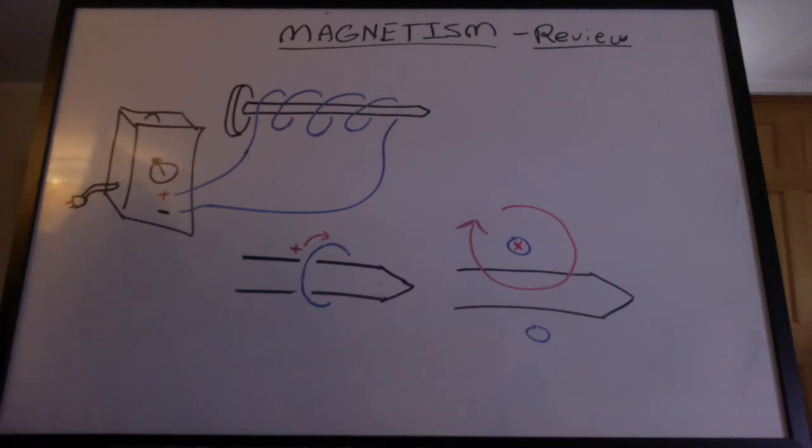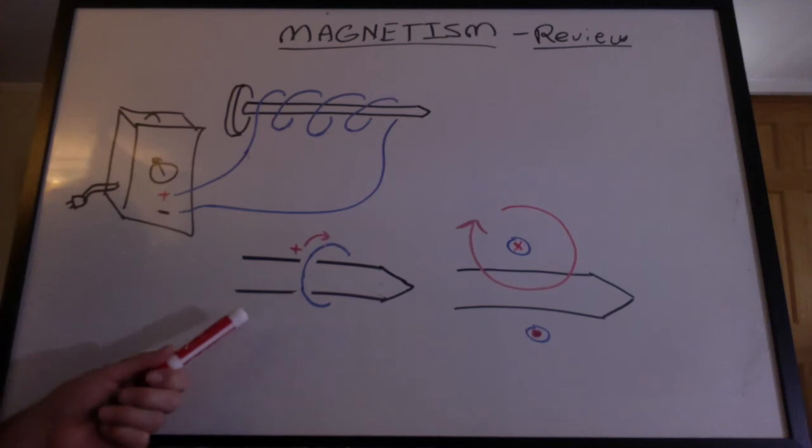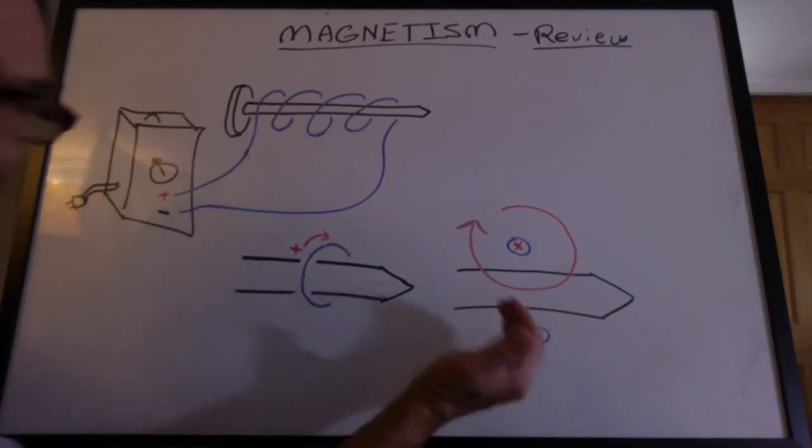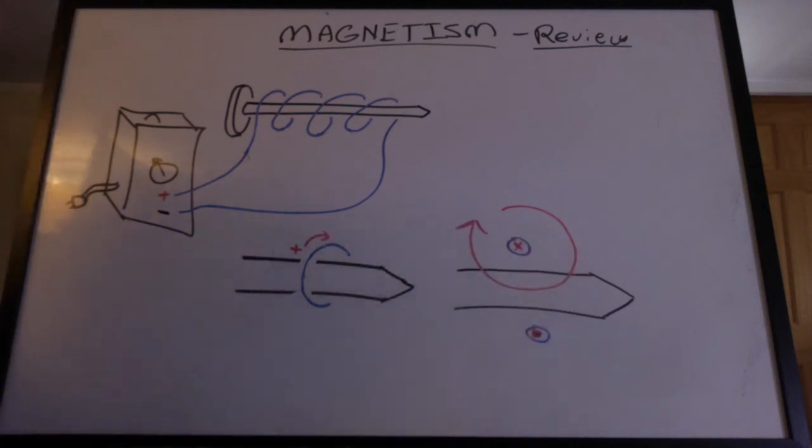On the bottom, I'm going to put a dot. That represents the current coming out of the board. I now put my thumb in the direction of positive motion, and my fingers will curl this way.